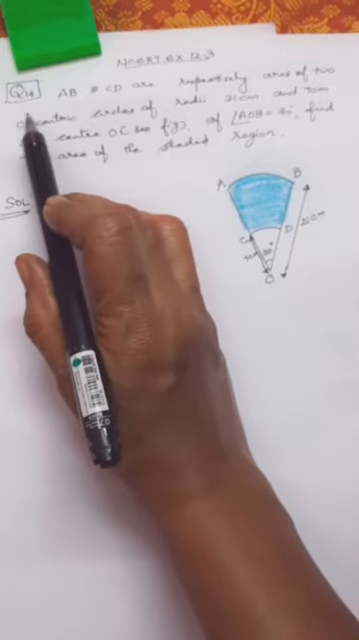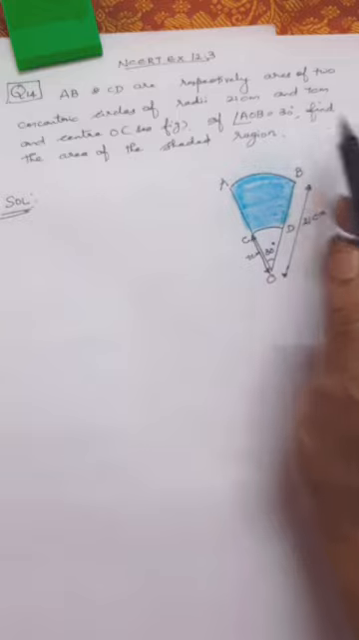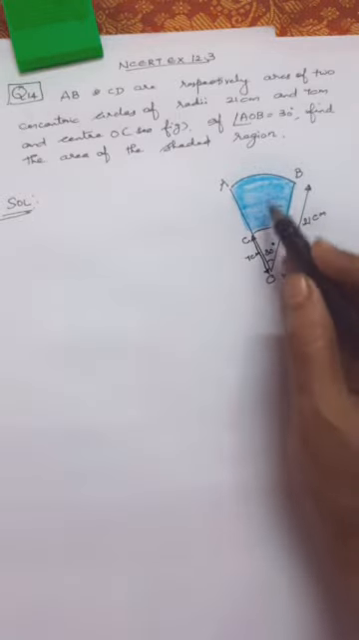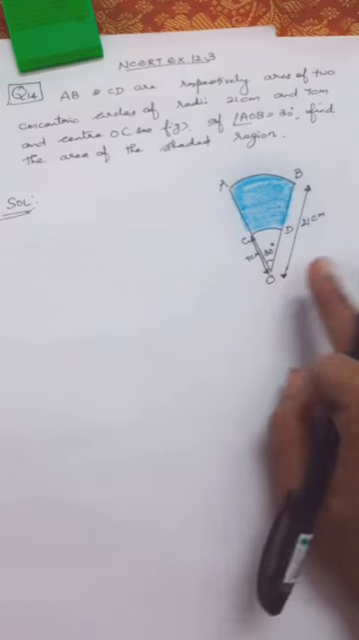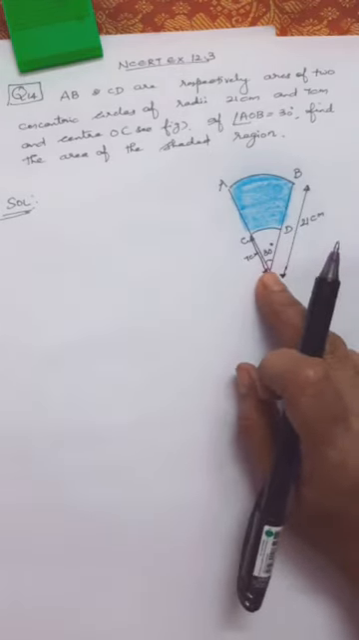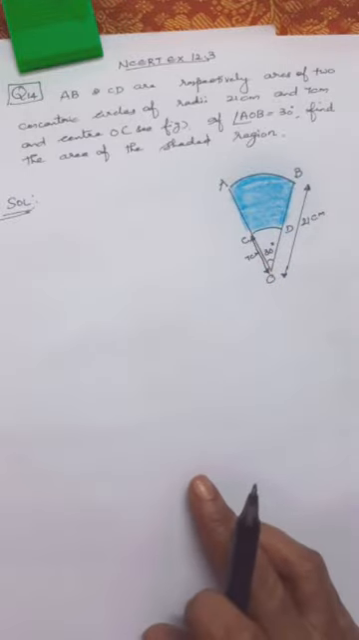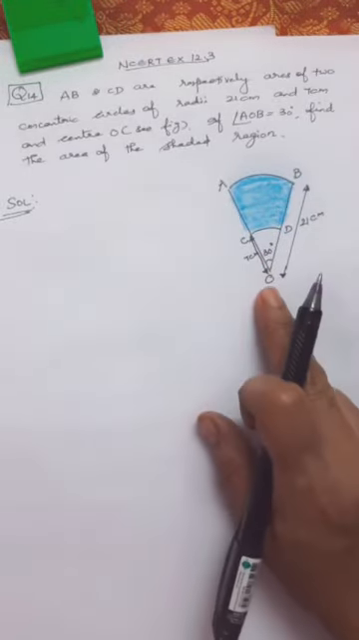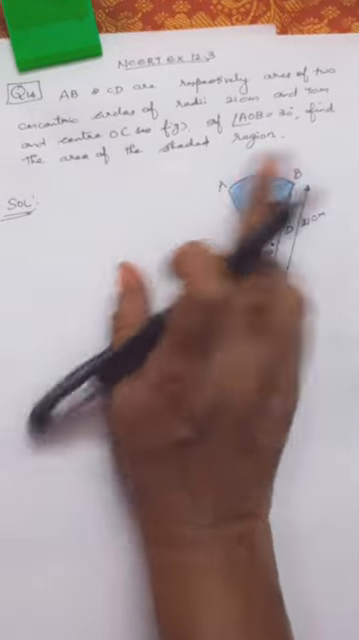Question number 14. AB and CD are respectively arcs of two concentric circles of radii 21 centimeter and 7 centimeter and center O. See the figure. If angle AOB equal to 30 degree, find the area of the shaded region.